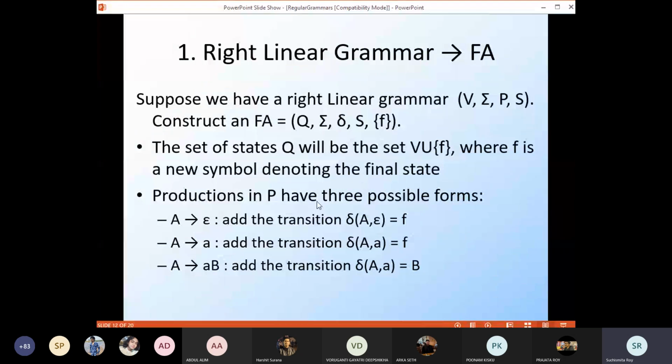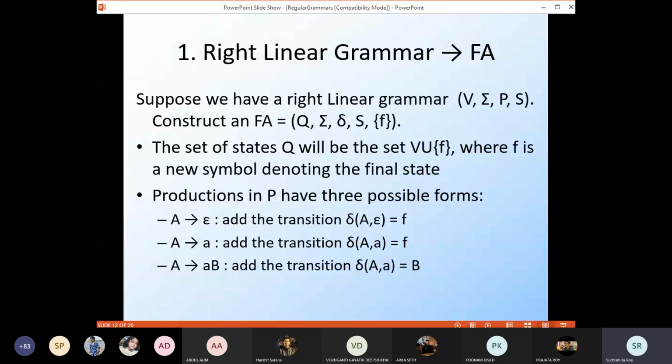So whenever you have, what do we have? We have a right linear grammar, and we are going to create the finite automata. We have already created the states of the finite automata. We have designated which is the start state and which is the final state, a special final state.